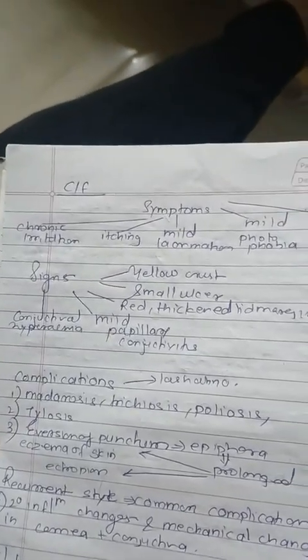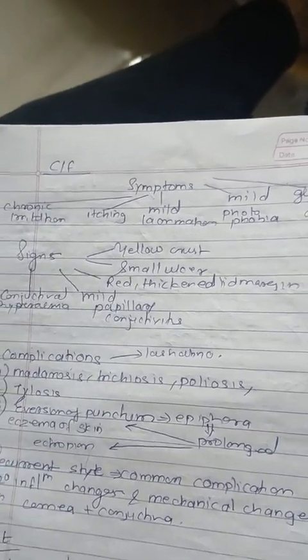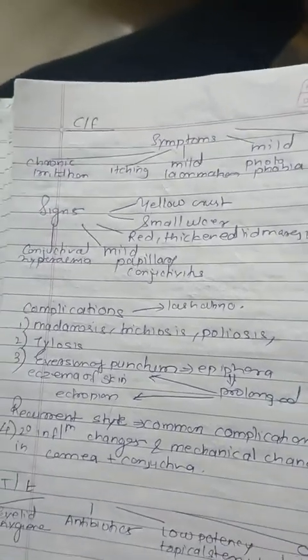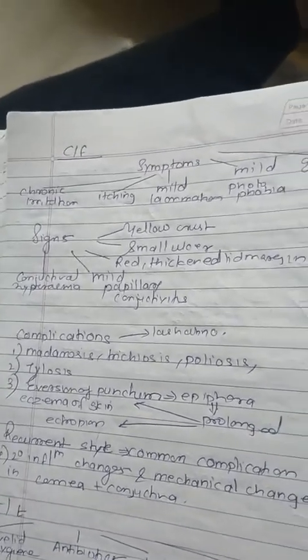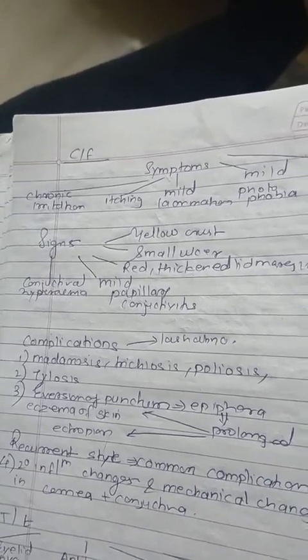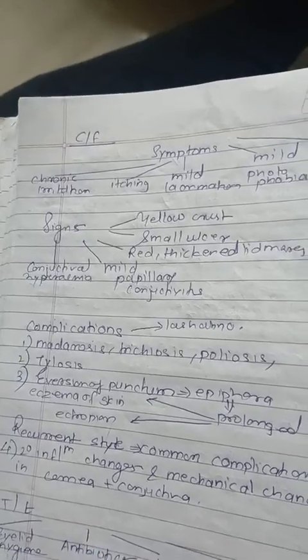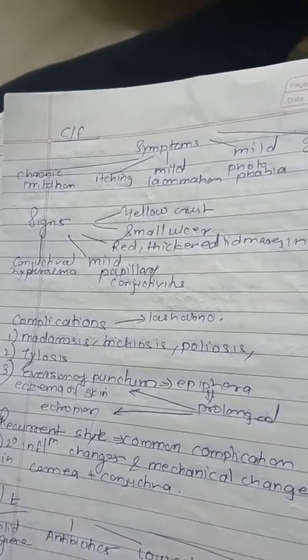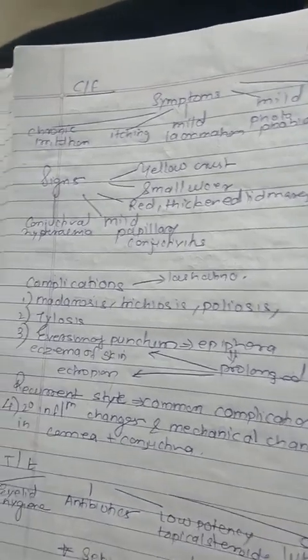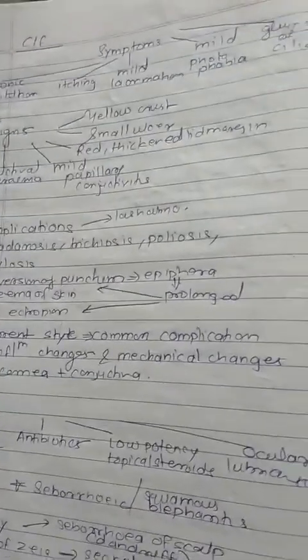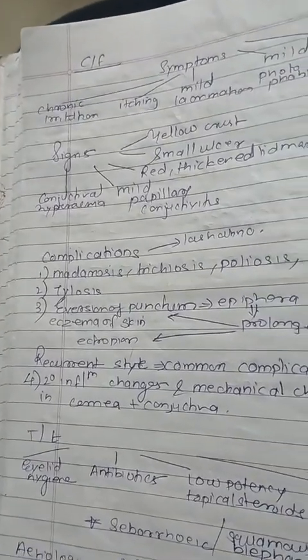Signs: yellow crust, small ulcers, red thickened lid margin, mild papillary conjunctivitis, and conjunctival hyperemia. Talking about complications, there are lash abnormalities like madarosis, trichiasis, poliosis, tylosis, then eversion of the punctum leading to epiphora, and if the epiphora is prolonged, it will lead to eczema of skin and ectropion. Recurrent stye is a common complication, and secondary inflammatory changes and mechanical changes may occur in the cornea and conjunctiva.